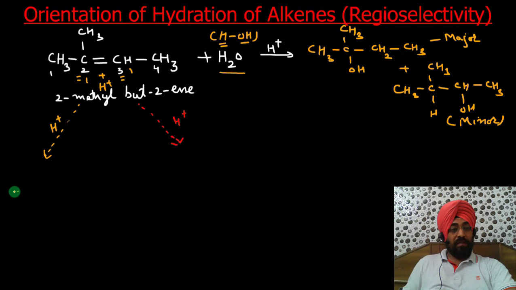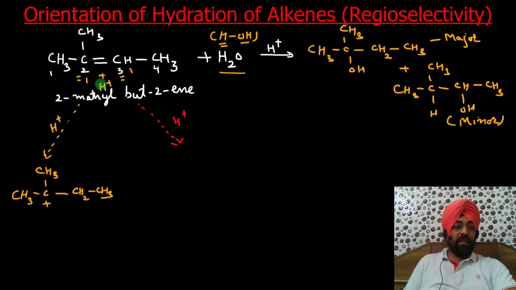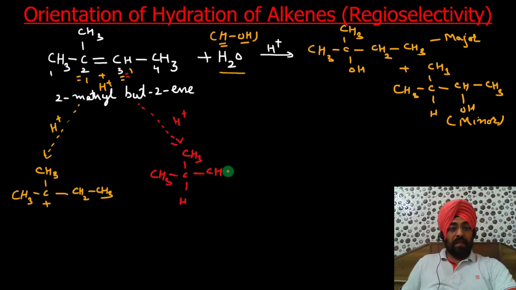So what will happen? CH3 single bond CH2 CH3, this will carry a positive charge. The second possibility was that H positive will go to the second carbon and the positive charge will come on the third carbon. So it will become CH3 CH3 H CH CH3 positive. Now whether this will be formed or this will be formed depends upon their stability.